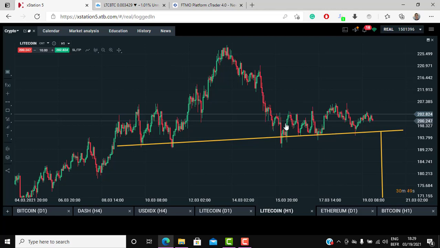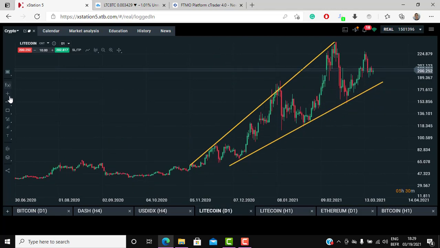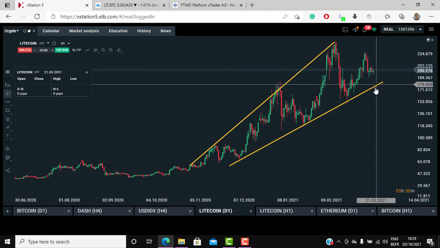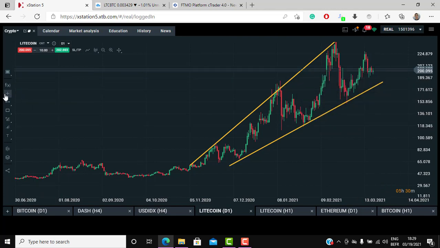So LTC could do what's called a failed head and shoulders, and if it does a failed head and shoulders, it will probably keep moving up. So these are scenarios to keep in mind. We do have both scenarios. A bearish scenario where we would break this one and keep going lower, it could happen, but it's a very low probability scenario in my opinion.